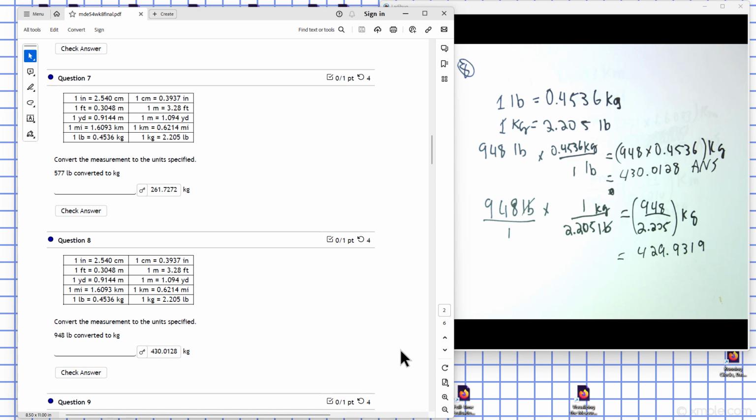Convert the measurement to the units specified. Convert pounds to kilograms. Okay, so I have both of the rates I'm going to use, and one of them will give me the right answer. So I have 1 pound is 0.4536 kilograms, and 1 kilogram is 2.2 pounds. So I use both conversion rates, and one of them gives me the dead on answer here, and that is my correct answer.